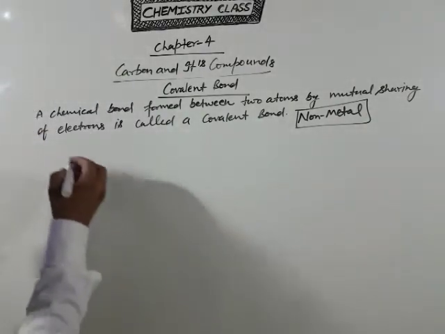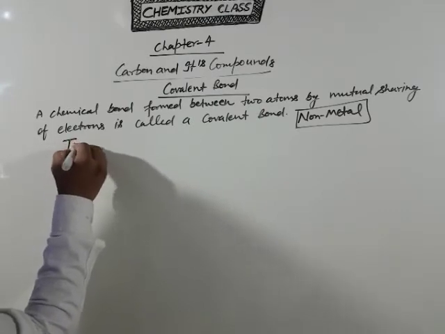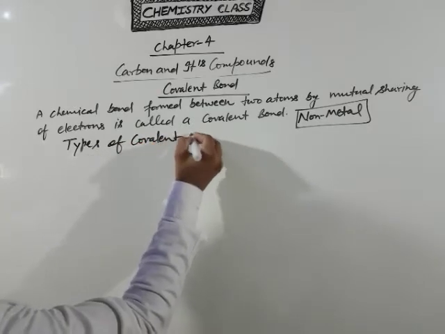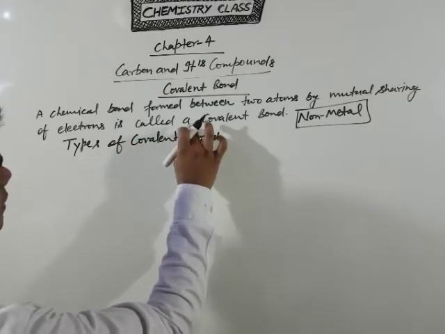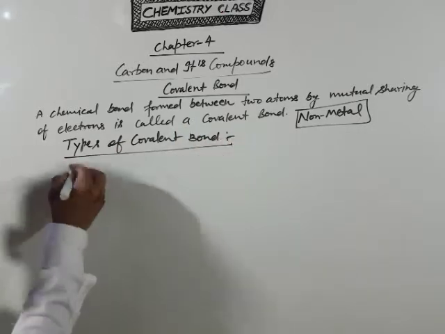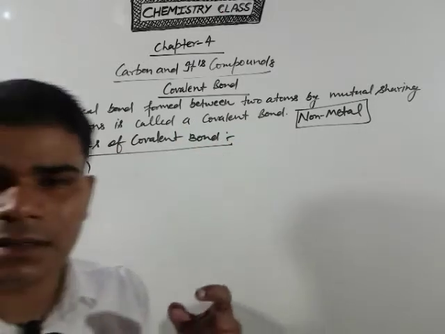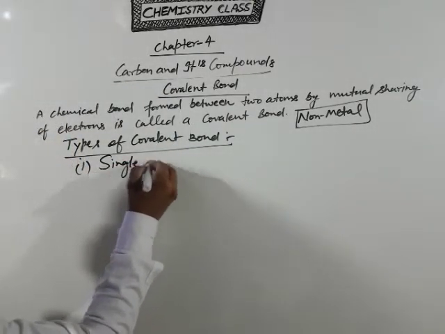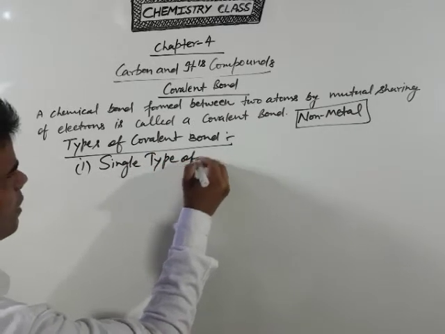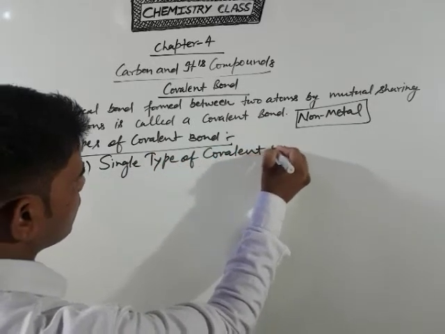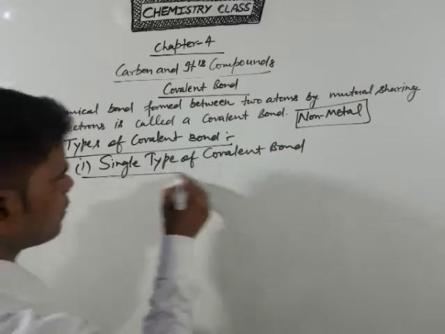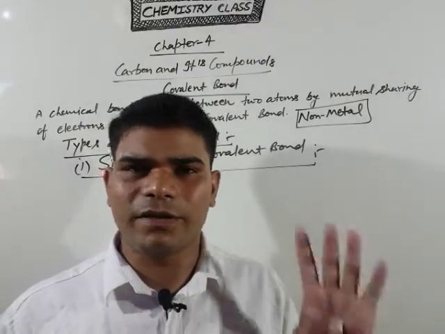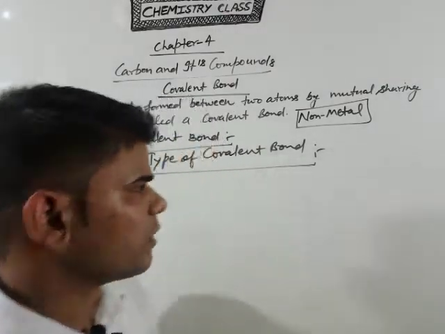So students, first of all, I will discuss the types of covalent bond. Clear? So covalent bonds are generally in three categories. First one is the single type of covalent bond. Single type means two atoms having only a single bond, which is known as a single covalent bond.